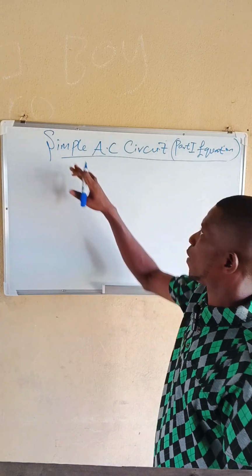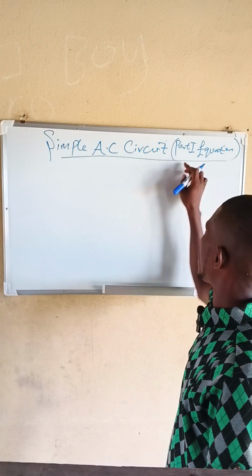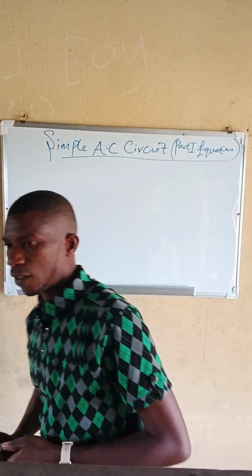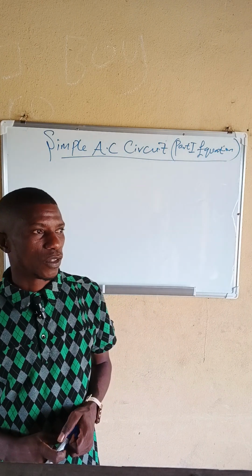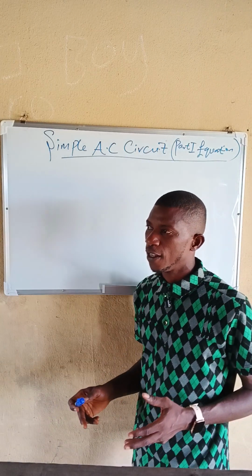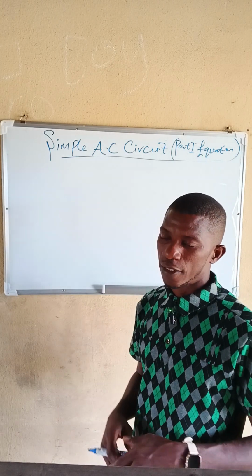This is a simple AC circuit, part 1 equation. Now, what is a simple AC circuit? An AC circuit is a circuit in which alternating current flows. I repeat, an AC circuit is a circuit in which alternating current flows.